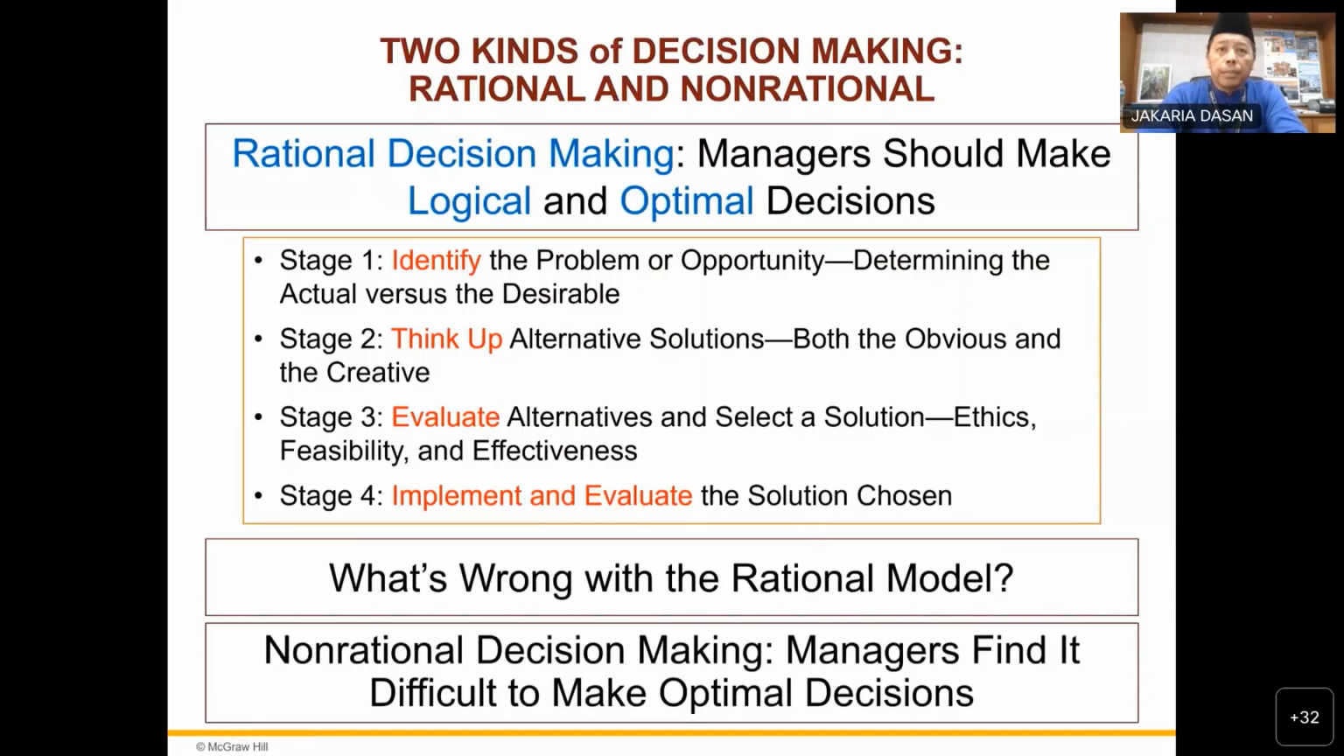Non-rational decision making, managers find it difficult to make optimal decision. Rational versus non-rational. Non-rational means we start with not many people agree with us, but what is the best for solving the issues, the problem? So we go for the best solution.